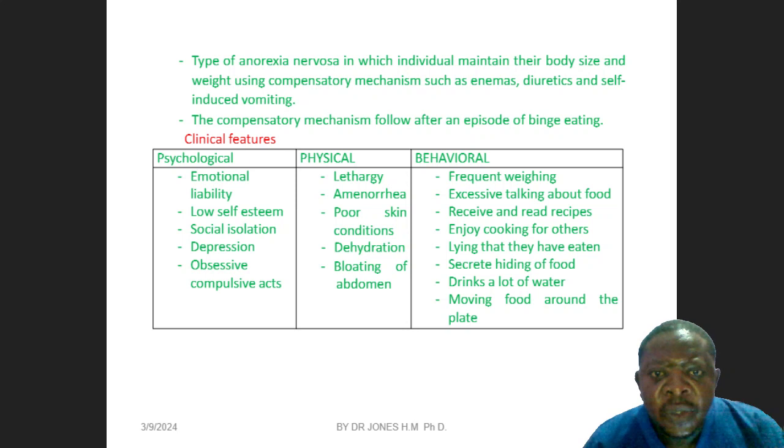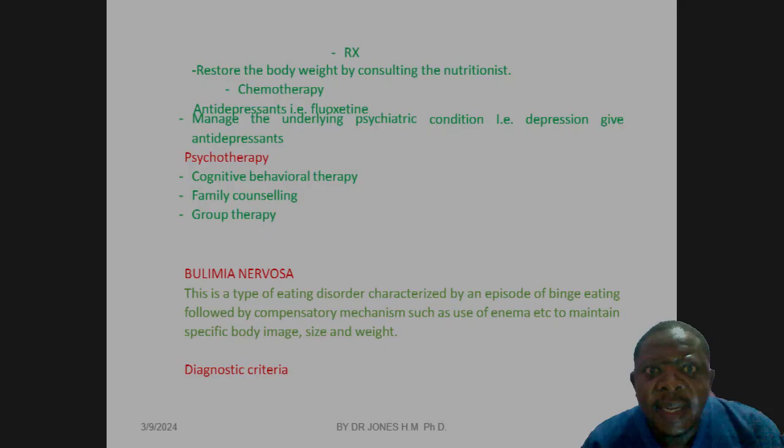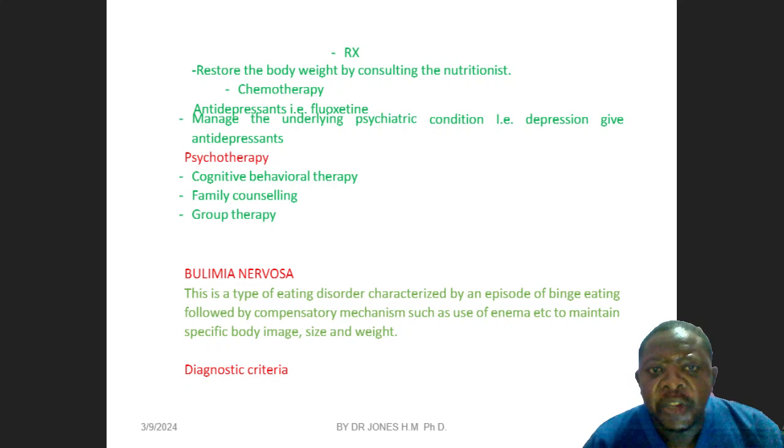Okay, so from here, we now talk about treatment or management of a patient with anorexia nervosa. To help restore patients with anorexia nervosa, we will give patients drugs according to the underlying conditions. For instance, if the patient has depression, we are going to treat with antidepressants. Then we can also invite a nutritionist to help patients to gain weight according to the required weight for height and age.